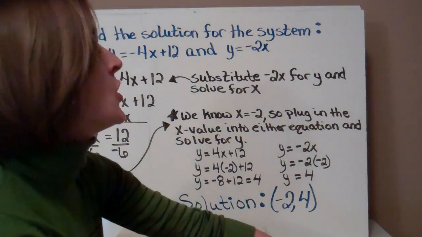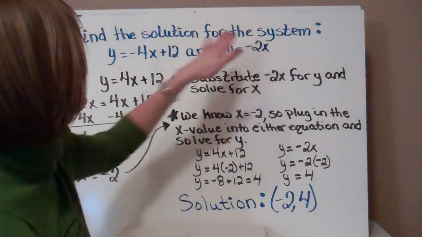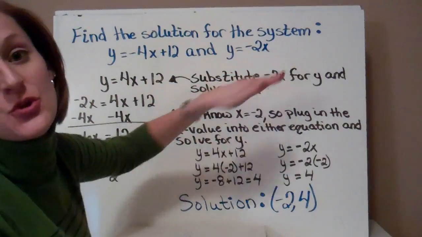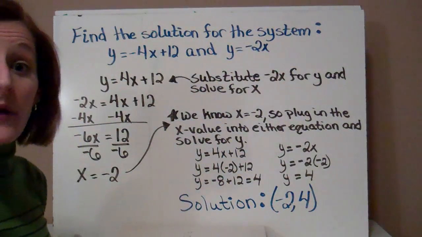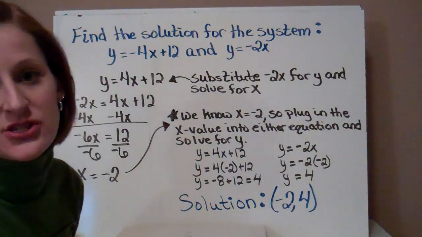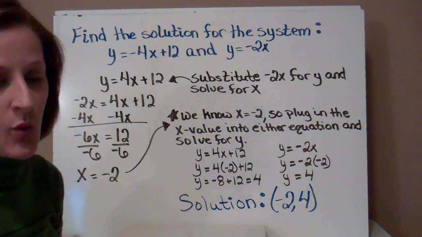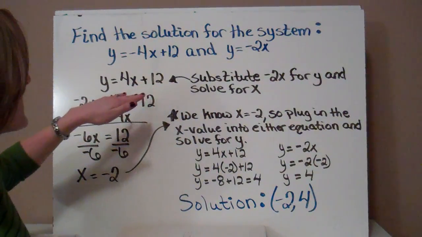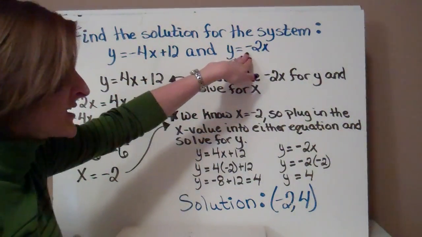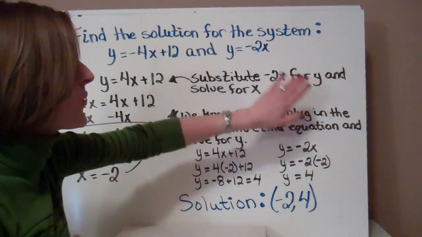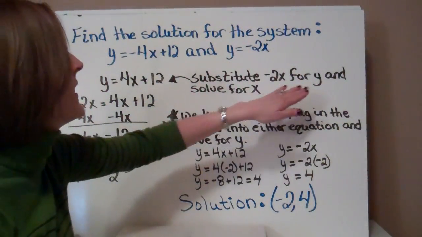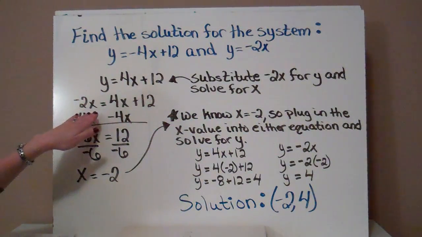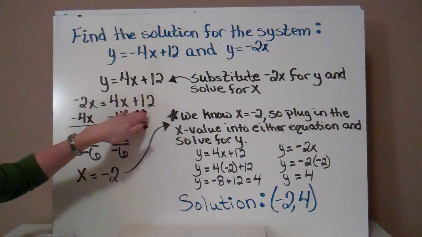Okay, in the first one, we need to find the solution for the system y equals negative 4x plus 12 and y equals negative 2x. Notice, both equations are already solved for y. So we're going to substitute for y. So if I take the first equation, y equals negative 4x plus 12, I'm going to substitute negative 2x, which is right here using the second equation, for y because it equals y, and then solve for x. So I ended up coming out with negative 2x equals negative 4x plus 12.